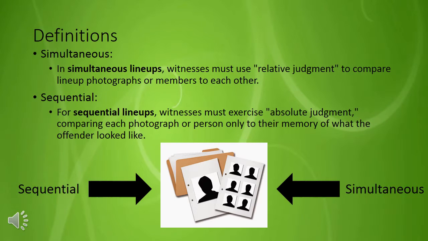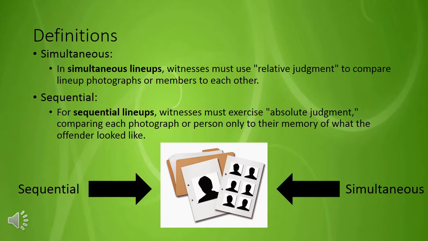To begin with, I thought it would be best to explain the difference between the two different kinds of lineups. The definition of a simultaneous lineup is where witnesses must use relative judgment to compare lineup pictures or members to each other. Relative judgment is where you would pick someone who most resembles the actual perpetrator, even if the perp isn't pictured. So, as I've shown with the pictures below, a simultaneous lineup would look something like the group of pictures on the right. So all these pictures will be shown at the same time. They'll all be on like one piece of paper or something like that, and you'll be able to see all 6 or 8 pictures at the same time.